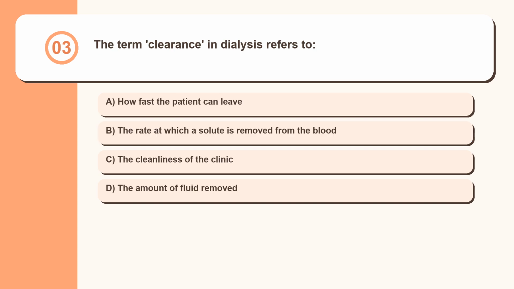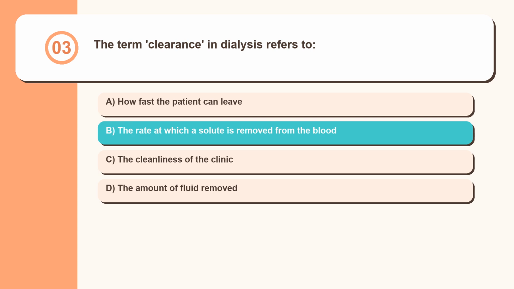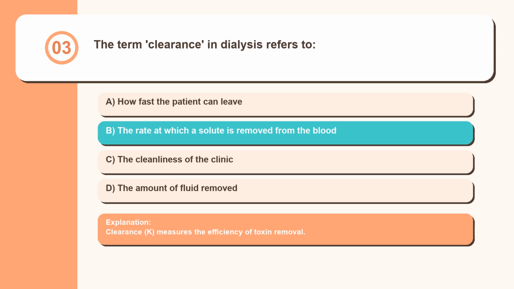Question 3. The term clearance in dialysis refers to how fast the patient can leave, the rate at which a solute is removed from the blood, the cleanliness of the clinic, the amount of fluid removed. Clearance, K, measures the efficiency of toxin removal.